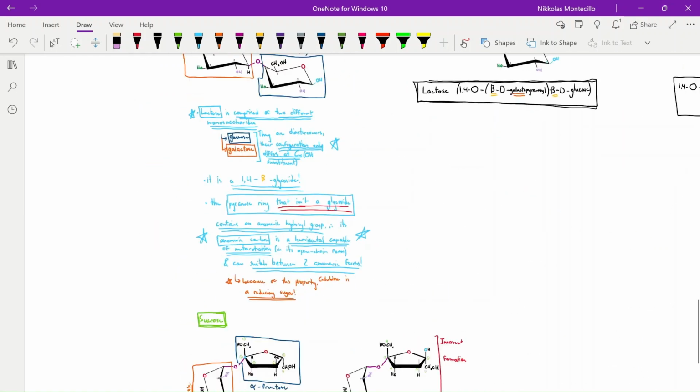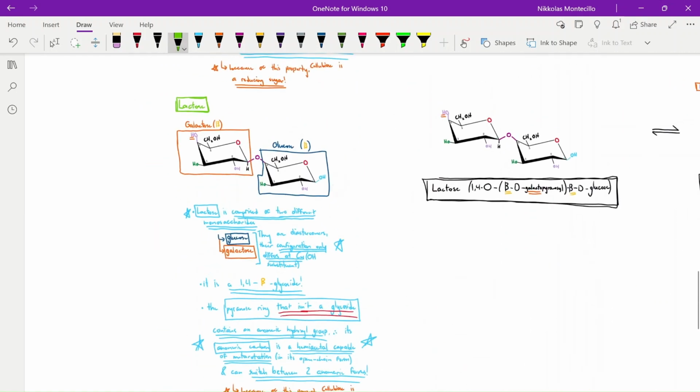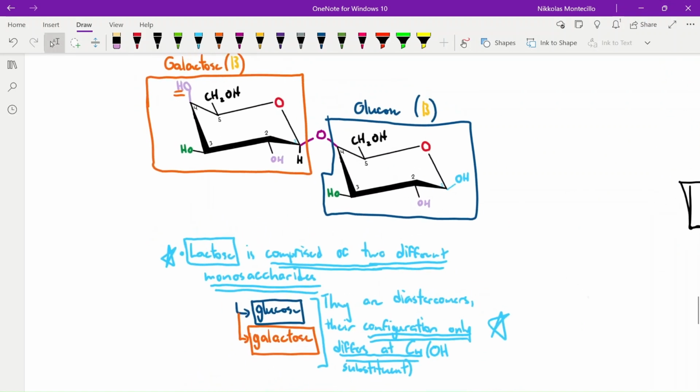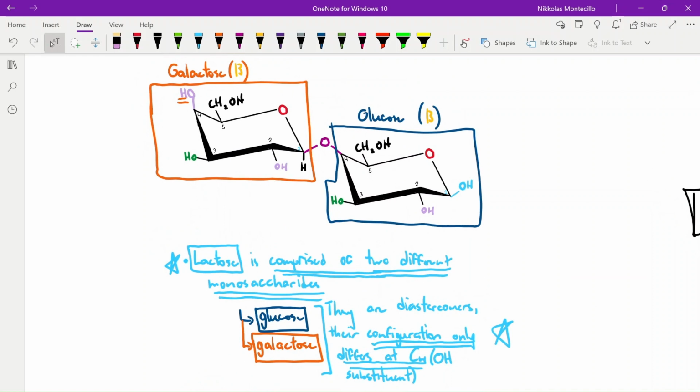Okay, but lactose is different because lactose is comprised of two different monosaccharides. They're comprised of glucose, which is one monosaccharide, and galactose, another monosaccharide. And the relationship between the two monosaccharides is that glucose and galactose are diastereomers. The configuration only differs at C4, right? More specifically, the hydroxyl group. Okay.